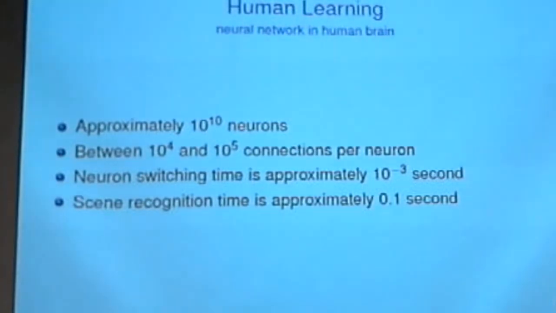For human learning in the neural networks in the human brain, we have approximately 10 to the power 10 neurons. This is a huge number, right? A very complicated system. And between 10 to the power 4 and 10 to the power 5 connections per neuron. So the complexity is even higher now. And neuron switching time is approximately 10 to the power minus 3 seconds. So the switch on off is probably 1,000 operations per second. You can try to think about this.